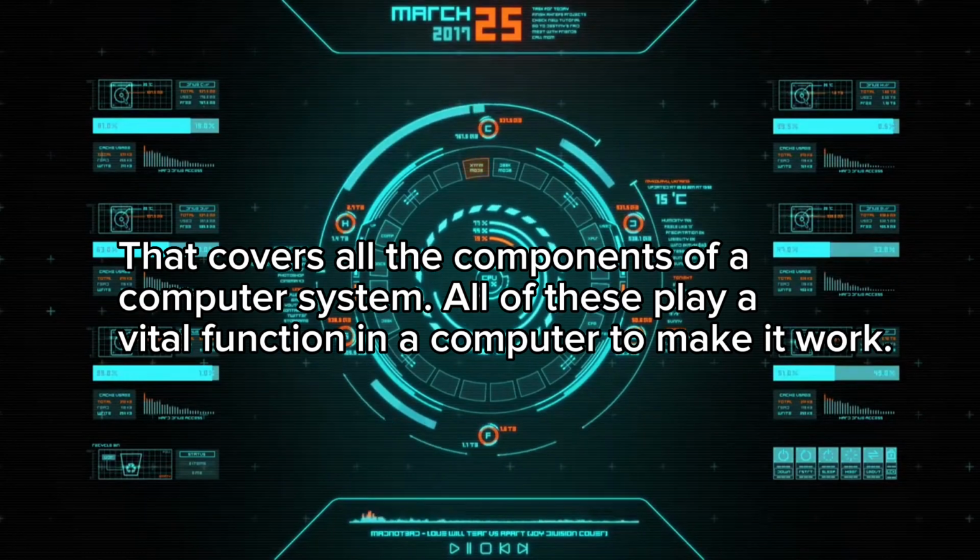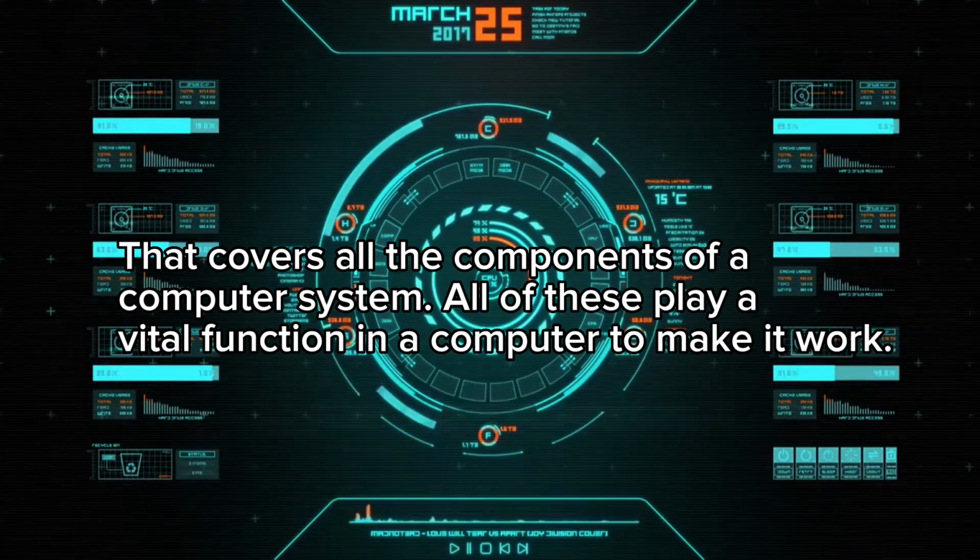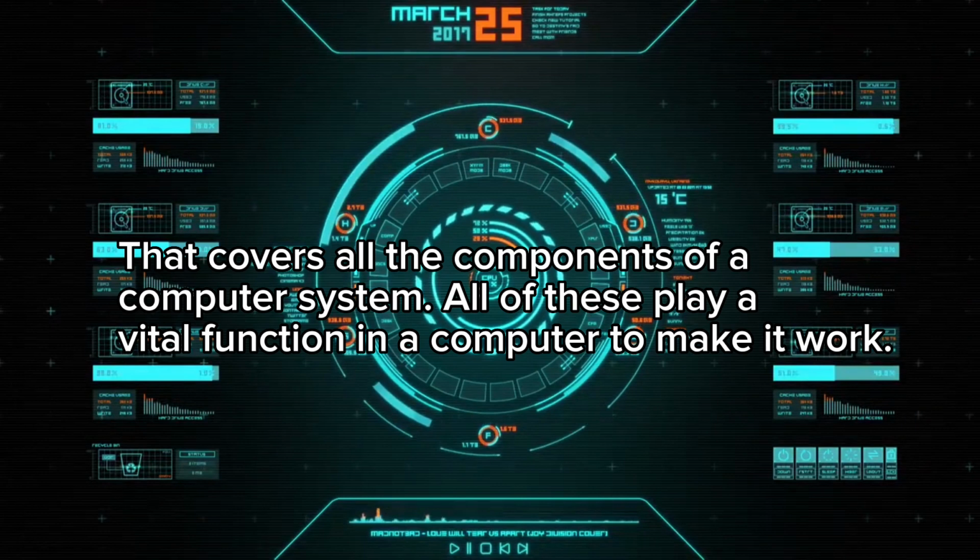That covers all the components of a computer system. All of these play a vital function in a computer to make it work.